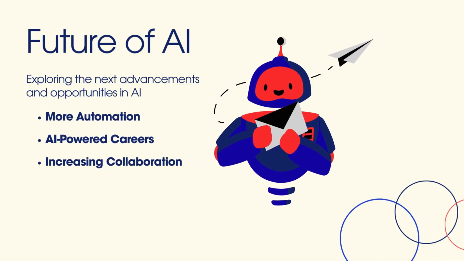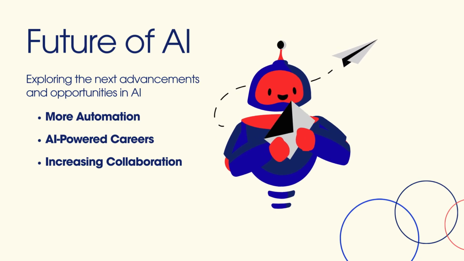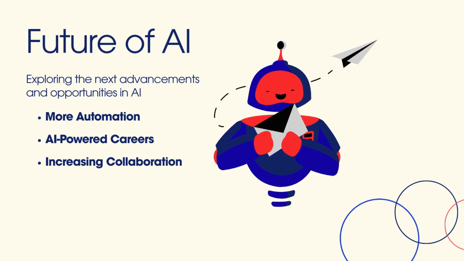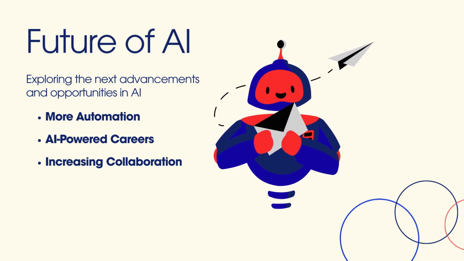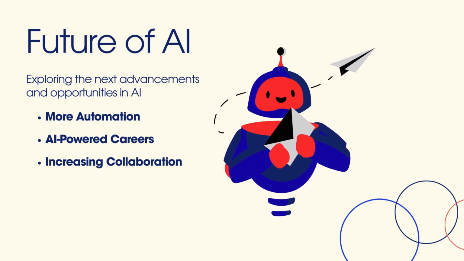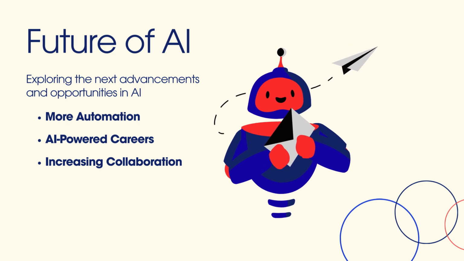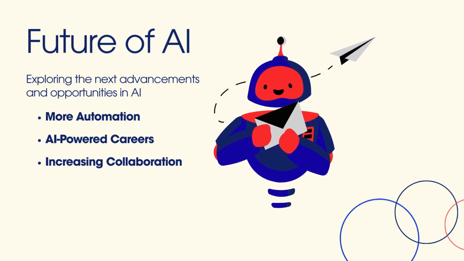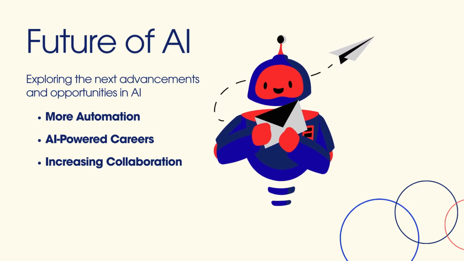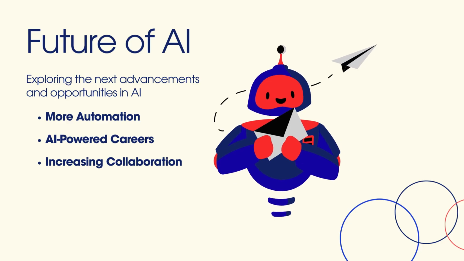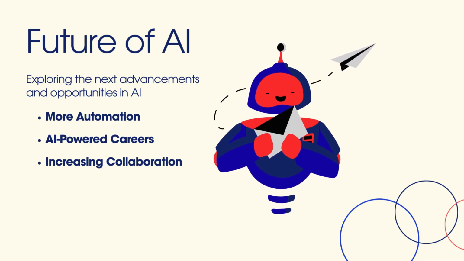Let's explore the future of artificial intelligence. The next phase will bring more automation. Routine and repetitive tasks across industries will increasingly be handled by intelligent systems. This will improve efficiency and reduce operational delays. We will also see the rise of artificial intelligence-powered careers. New roles in data science, system design, cybersecurity, and intelligent automation will continue to grow. Professionals who understand technology will have strong opportunities.